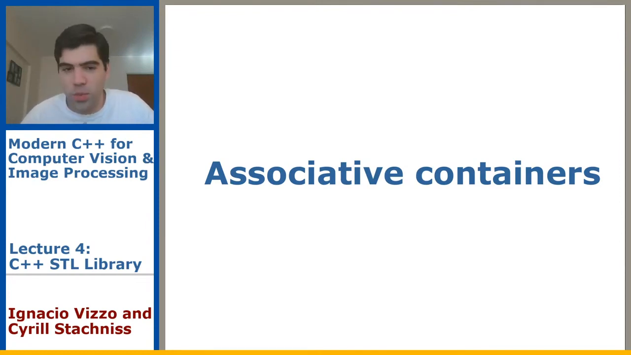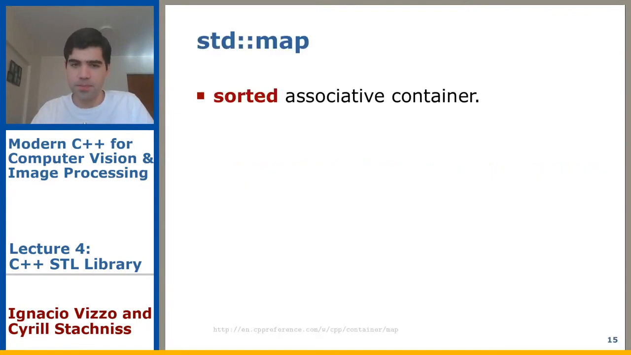Right, so these were containers that contain the same type of data. There's another kind of container. Actually, there are many of them, but we will see only two in the C++ STL library, called associative containers. The idea of this is that you will associate data within the container. One example is map. The map container is a sorted associative container.